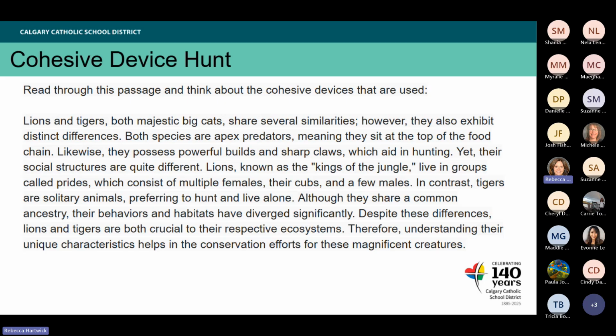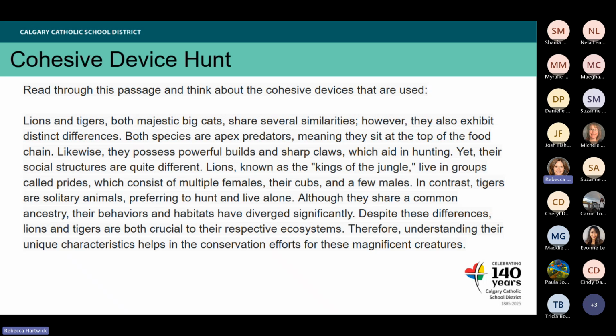Lions, known as the kings of the jungle, live in groups called prides, which consist of multiple females, their cubs, and a few males. In contrast, tigers are solitary animals, preferring to hunt and live alone. Although they share a common ancestry, their behaviors and habits have diverged significantly. Despite these differences, lions and tigers are both crucial to their respective ecosystems. Therefore, understanding their unique characteristics helps in the conservation efforts for these magnificent creatures.